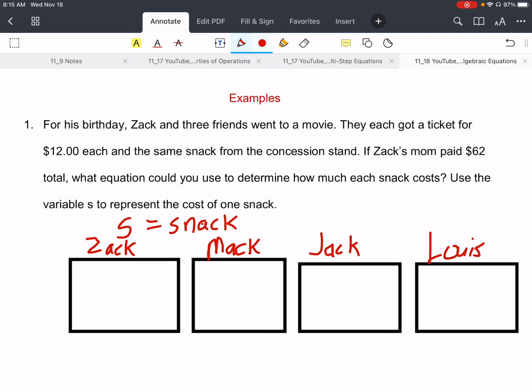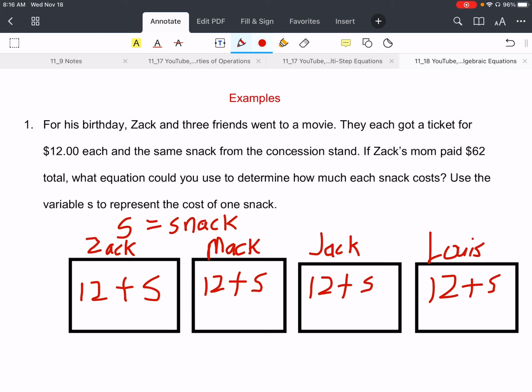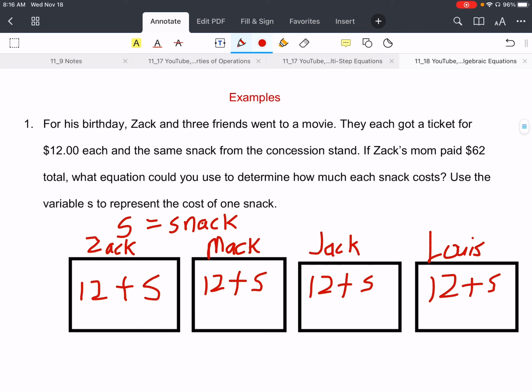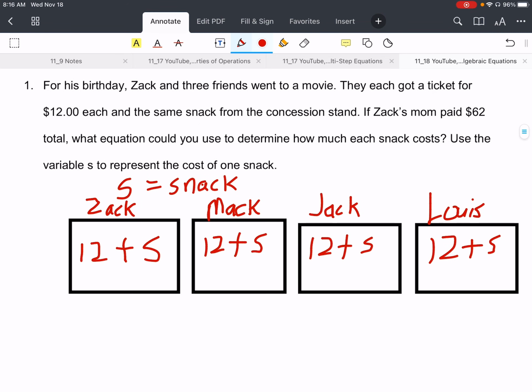Okay, so each of these people spent $12 for the ticket and however much each snack cost. So Zach spent $12 plus the cost of the snack. Mac did the same thing. Jack did the same thing. And Lewis did the same thing. So they each spend $12 on the ticket plus S, which represents the cost of the snack. And you don't need to draw the tape diagrams, but I think that may help the visual learners.